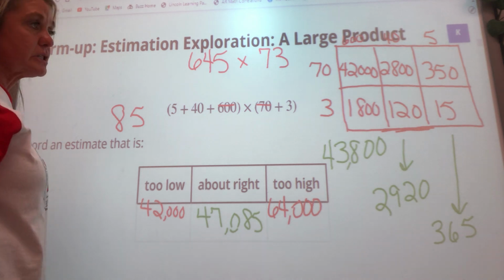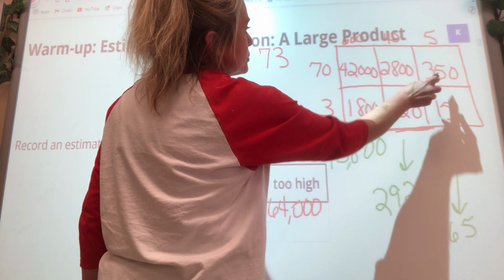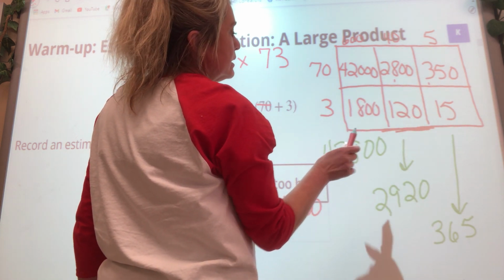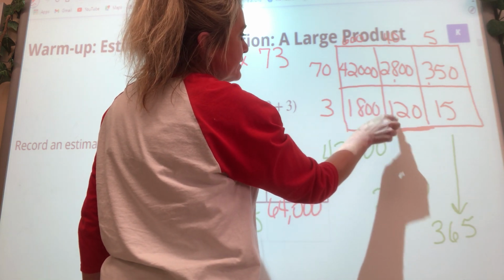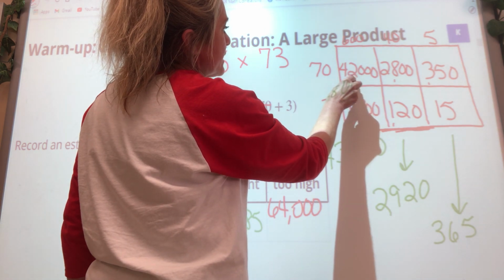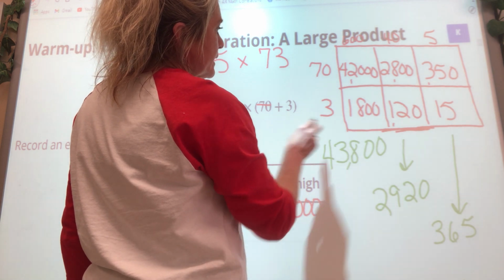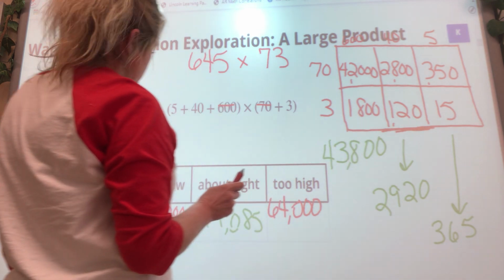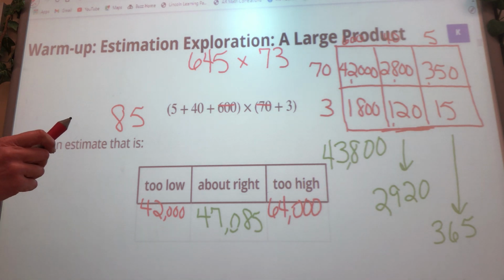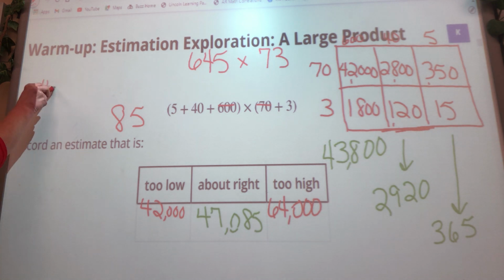If I look in the hundreds place, this one doesn't have anything in the hundreds place. But this one I have a 3 and an 8, so that gives me 11. And then I have 1 here, so that gives me 12. And then I have 2 here, so that gives me 14. And then I have 8 here. So 14 plus 8.